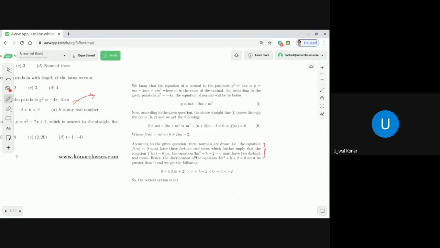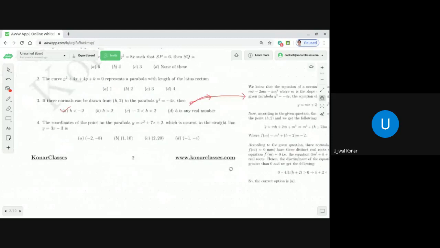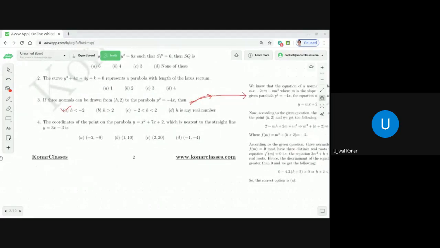That means 3m² + (h + 2) = 0 must have two distinct real roots, and from there, the discriminant should be greater than 0, and from there we found that the value of h is less than -2. Dear students, did you get the idea? You may not get the entire solution at this moment. Sir, yes, I got the answer. I solved it myself. Okay, great, fantastic. Now let's proceed to the next question, question number 4.